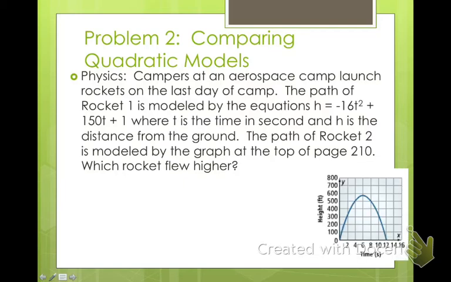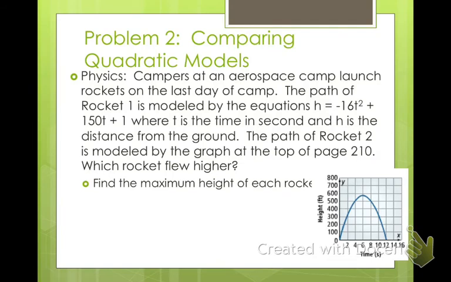Alright, so here's the picture of rocket number 2. They're not actually telling us what the equation is, but they're giving us a picture of it. It wants to know which rocket flew higher. So what we're going to have to do is find the maximum height of each rocket.